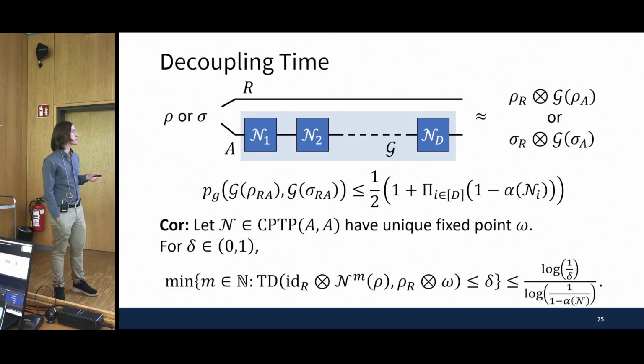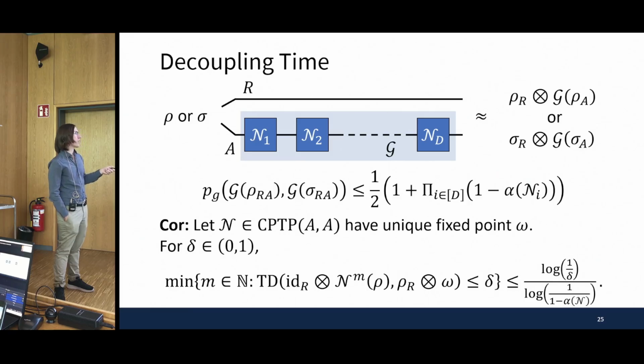And so we can actually extend this idea of mixing times, where now if all these channels are the same and they have some fixed point omega, then we can say that for any state, even if I give you this extra information, as I run it multiple times, I can calculate how fast it goes to being independent as a function of the Doeblin coefficient.